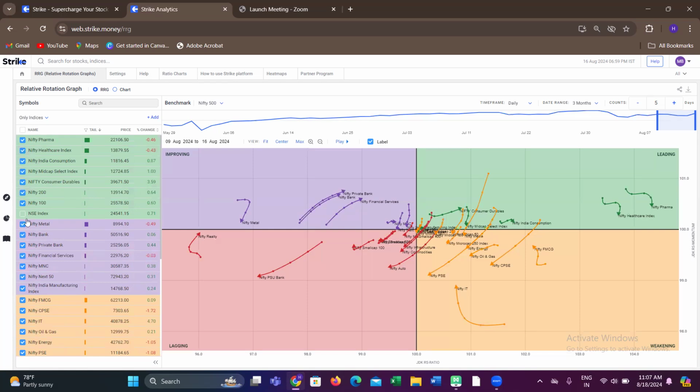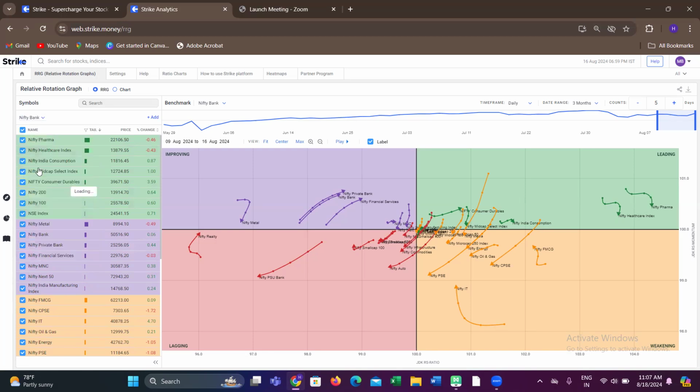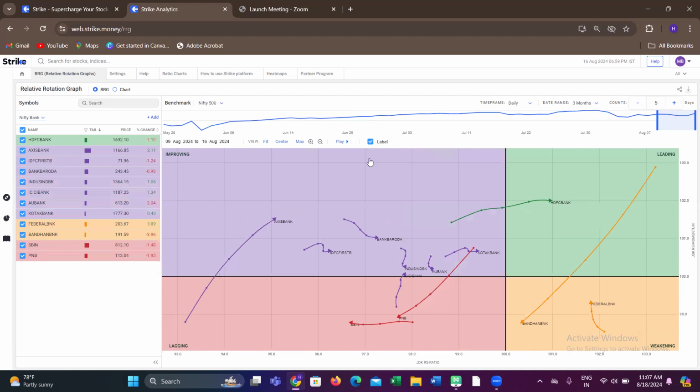All right. And then you have all the indices over here. So this is the simple navigation. You also have an option to look at the stocks within the indices. So just click on the drop down option, and then you can click on look at this. So you have option called only indices, but the moment you select Nifty Bank, it will show you the stocks within Nifty Bank and their current status, right? So just a quick look. So let's look at this.